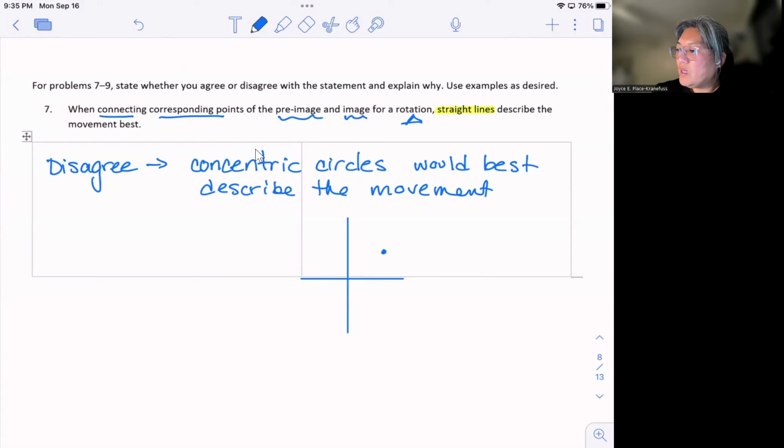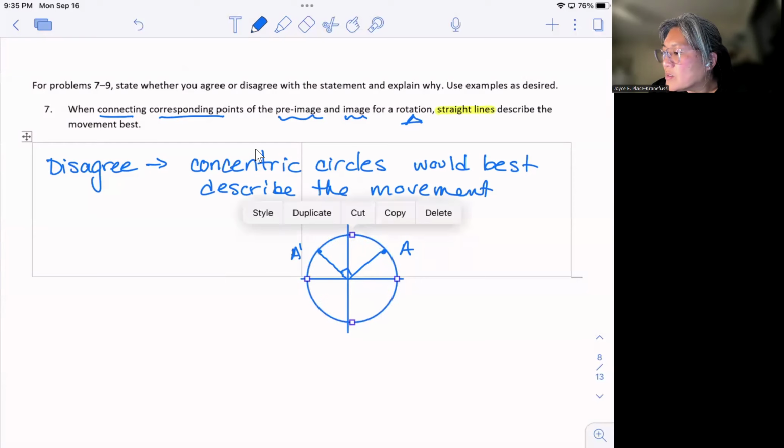Okay. If we had point A, and then we wanted to rotate it 90 degrees to A prime, the relationship that it would see would be a circle from one point to the next point. We would rotate along that circle. So that could be an example of a picture that we might see.